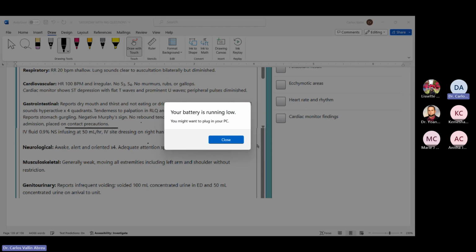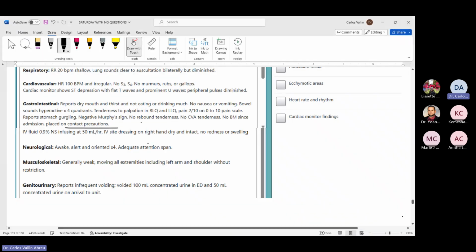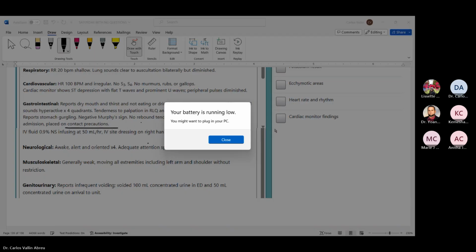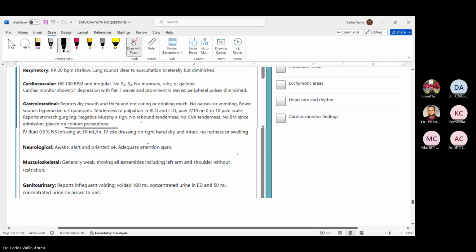Your battery is running low. Oh, just a moment, guys. I'm having a crash here of energy. I don't know why. Okay, just a second. Is it okay? Disconnected. Why is it saying that?